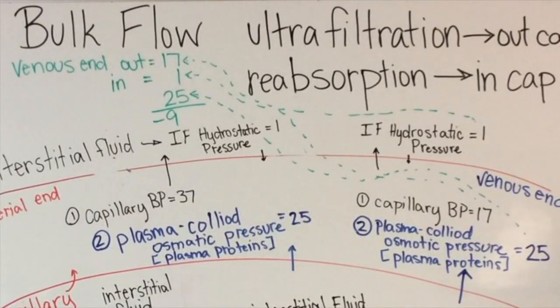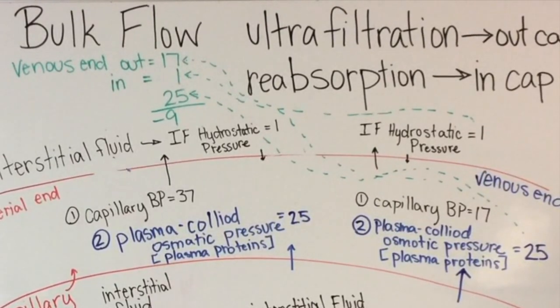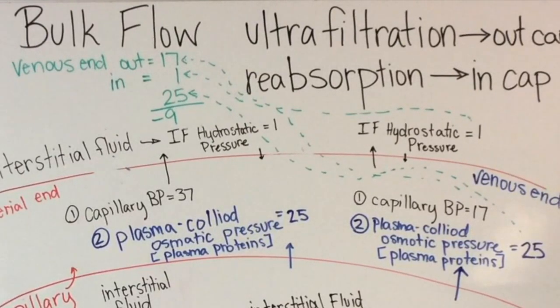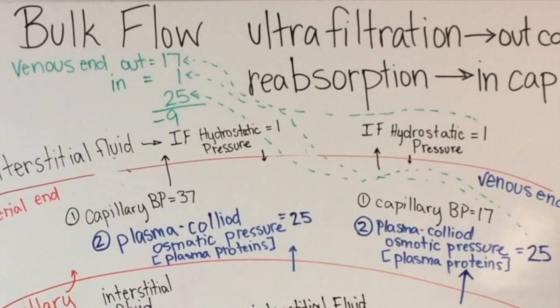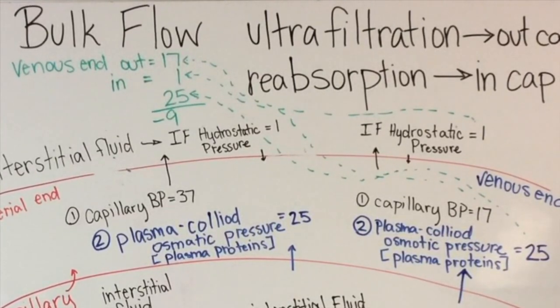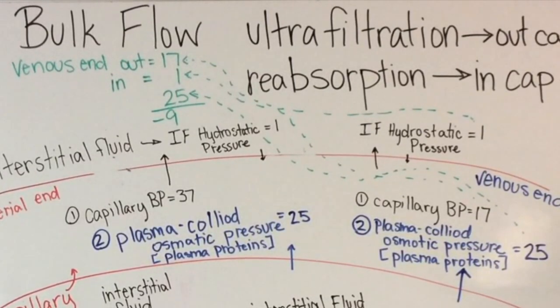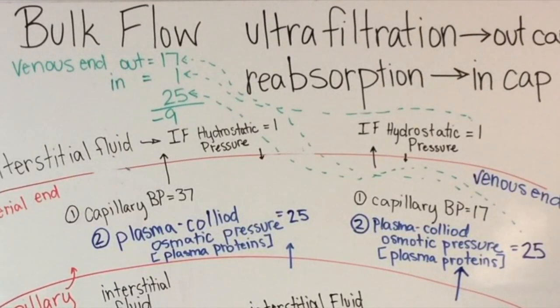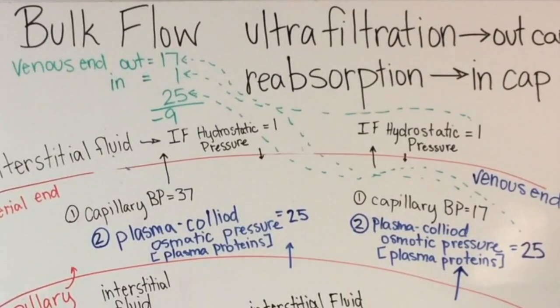If we subtract the 1 and the 25 from the 17 of outflow, we see that there is a -9 force. The negative sign represents that the force pushing fluid back into the capillaries is greater than the force pushing fluid out of the capillaries. This means that there is a net reabsorption occurring within the capillaries.